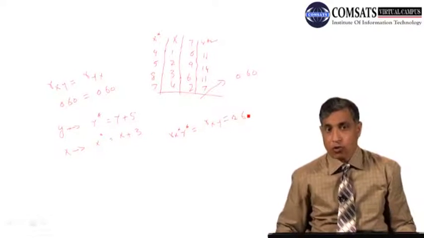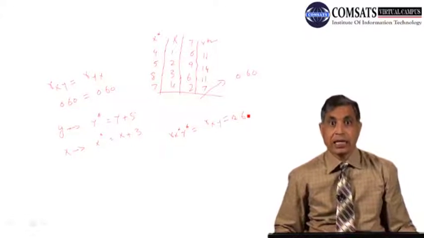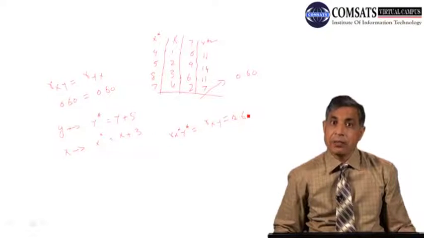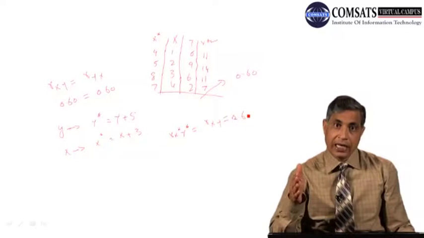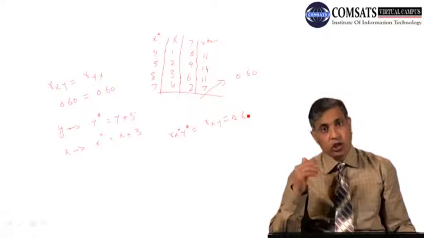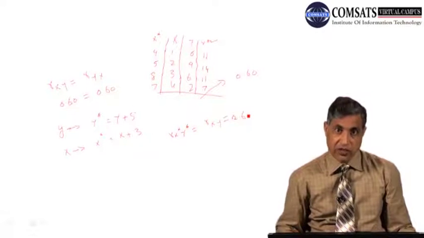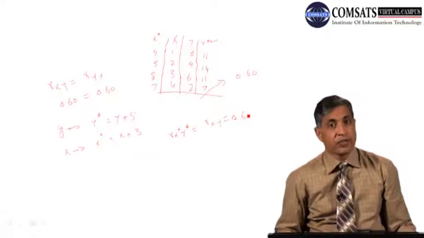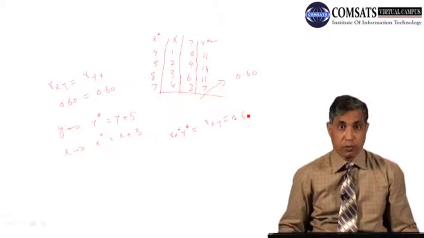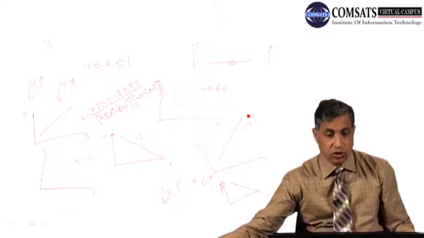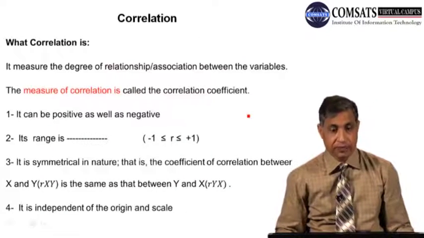So, coming back to my discussion, the correlation coefficient is independent of scale and origin. What this means is that if we multiply or divide the series x or y by any positive value, there is no change in the correlation coefficient. We will be proving it at a later stage. So these were the four characteristics of the correlation coefficient.